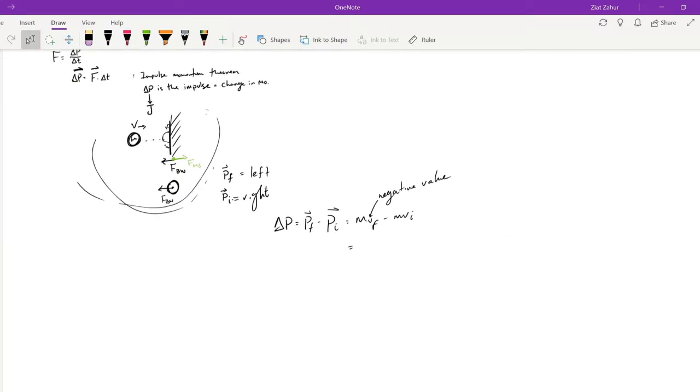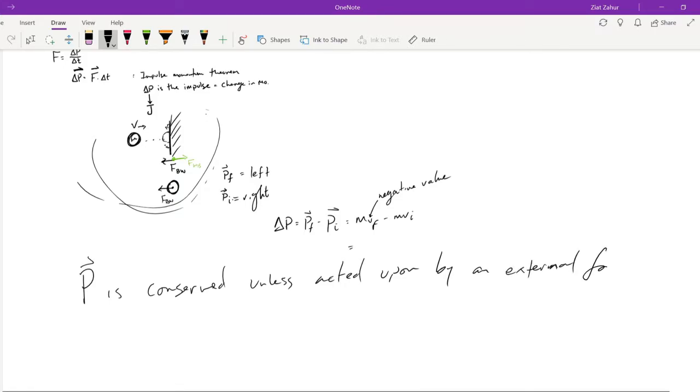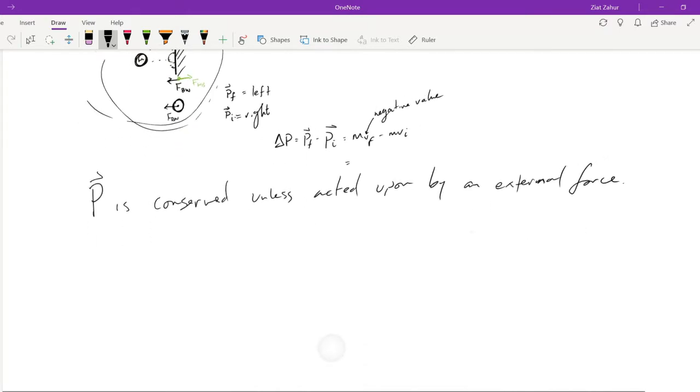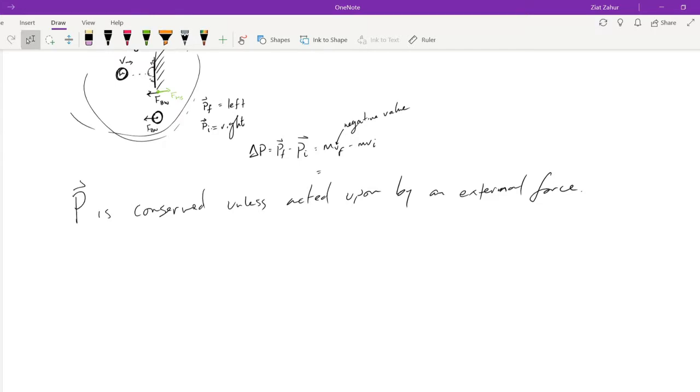Momentum is conserved. It's always conserved unless it's not conserved. P is conserved unless acted upon by an external force. Right? So you have to differentiate your internal forces from your external forces, and based on how you define your system, you can change the answer, basically. If you expand your system out to the entire universe, then yeah, momentum is always conserved.